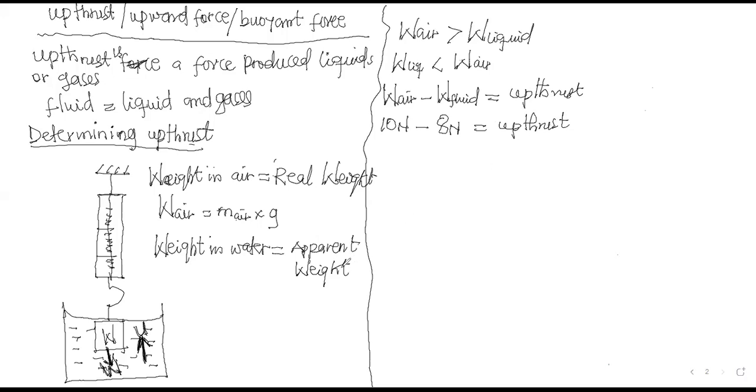So upthrust can be determined by determining the real weight minus the apparent weight. So this is one important equation we'll be using. Okay.